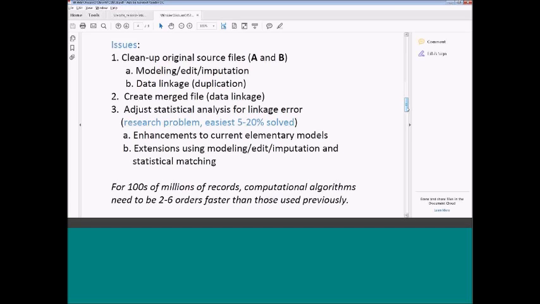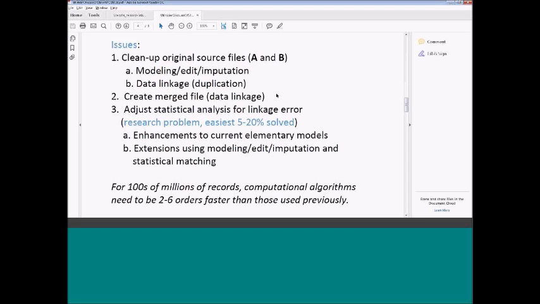When we create our merged file, we use our data linkage again. And then an issue is going to be that we're going to have a lot of linkage error. Often we can't estimate that. Becca gave some ways that we could do it. But adjusting the statistical analyses for linkage error is still an open problem. In the last 52 years, there's been about 19 papers, and I think the problem is between 5 and 20% solved. Now, you're not touching on those things, but that's the ultimate goal of the linkages, is bring data together that you can analyze.